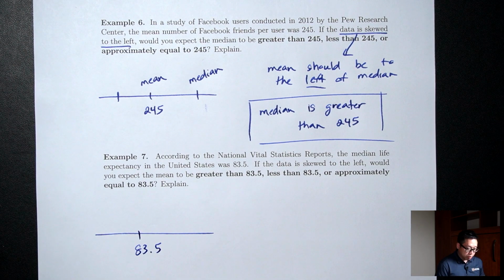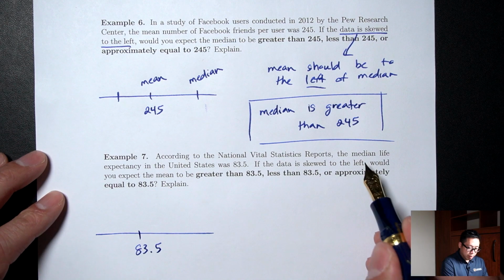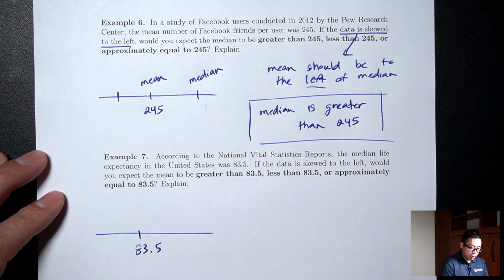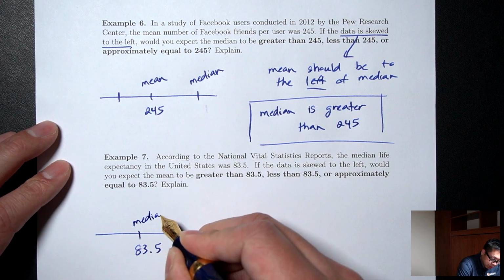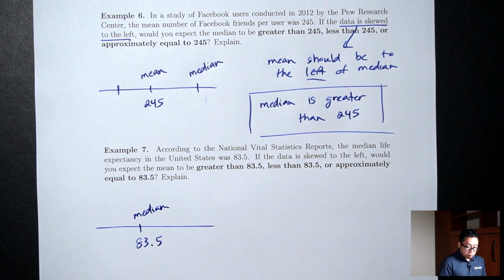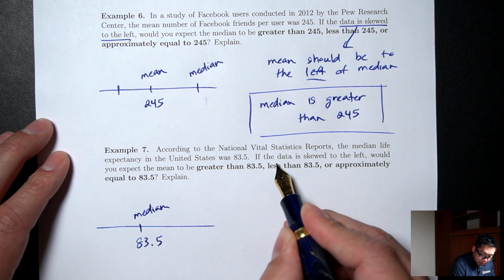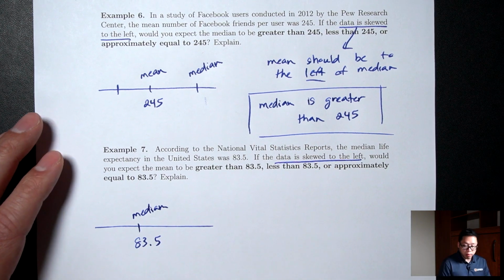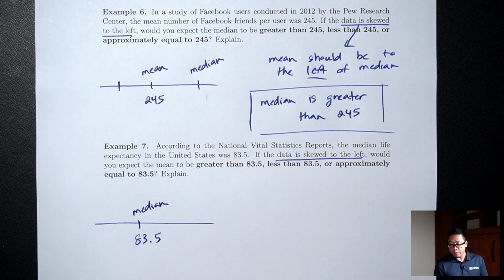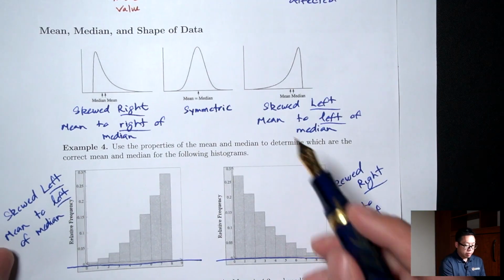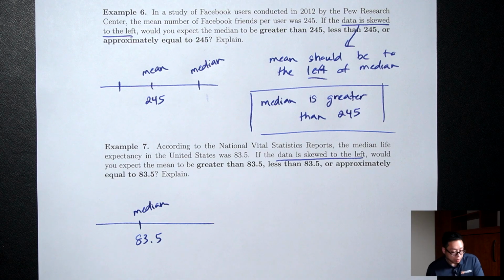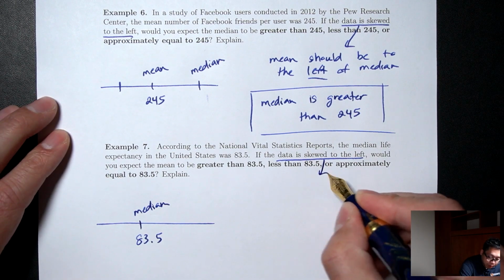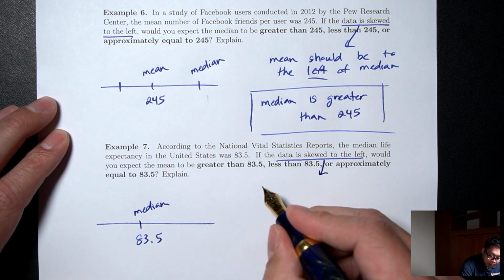And what is this thing? Is this a median or is this a mean? Median life expectancy was 83.5. It is the median. I'm also told that the data is skewed left. Okay, that's important. What do I know about skewed left data? Skewed left, the mean is to the left. Okay, so this is telling me that the mean should be to the left of the median.